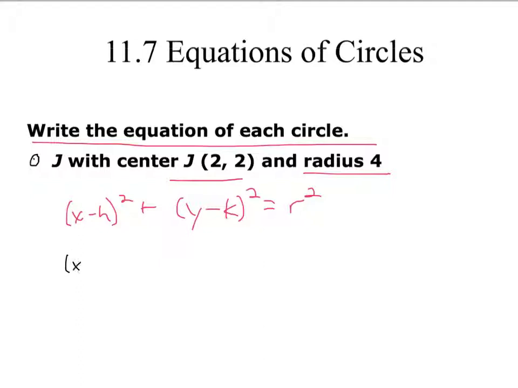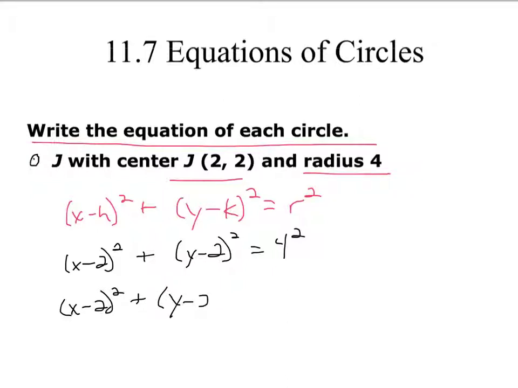So I take x minus 2, that's going to be squared, plus y minus 2. We're going to square that, and that's going to be 4 squared. Now, when I look at this, I don't need to factor or FOIL these two binomials out. I don't need to do it. All I have to do is just square out my answer, simplify it in this type of a setting, and I'm done.